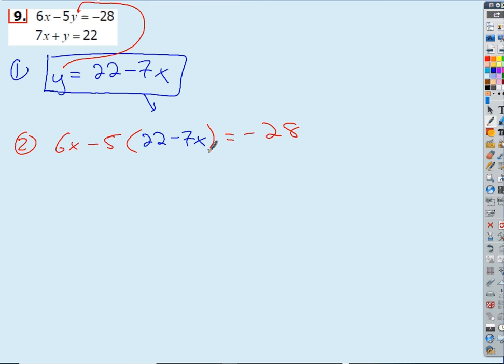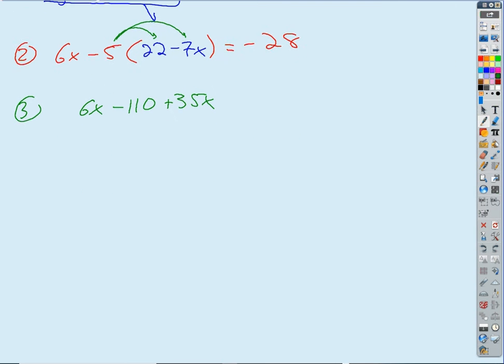22 minus 7x. Okay? Now what? Well, I've got to solve. Step 3 is I'm going to solve this thing. So what happens here? What am I going to do to solve this equation? Distribute. So we'll distribute the -5, and I'm going to get 6x minus 110 minus 5 times minus 7x would be positive 35x. And then over here I get my -28.